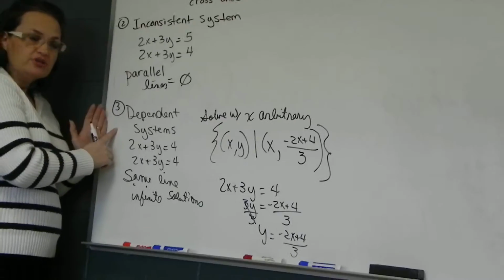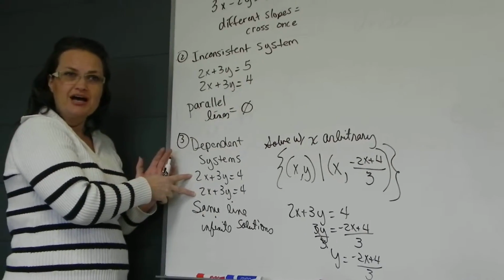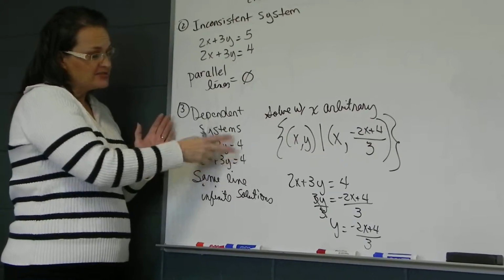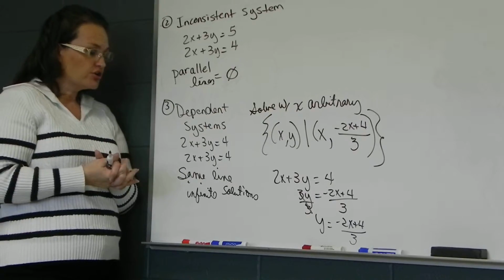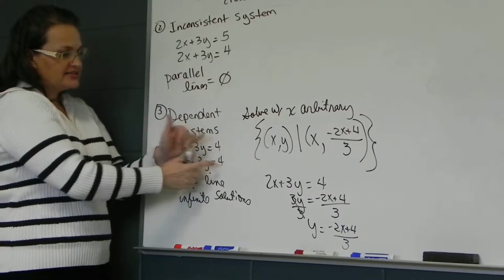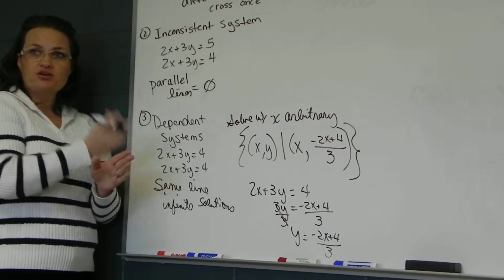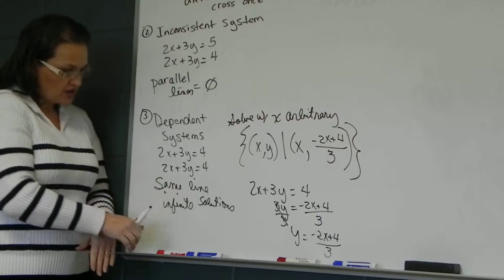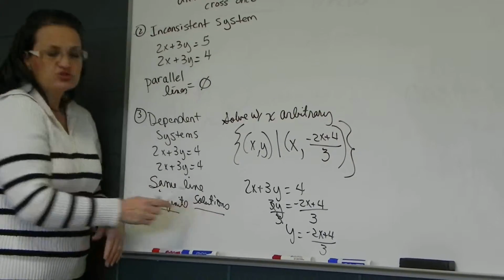The third possibility we said is a dependent system. That's where they're really just the same 2 lines. Sometimes you can't really tell it until you clean it up and rearrange the terms. But when it gets down to it, they're the same ratio of x to y, the same constant, just the same line. So if you graph it, it's a line on top of a line. We call it a dependent system, and there'll be infinite solutions.